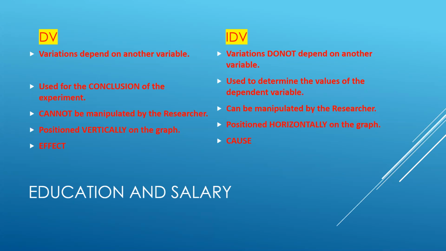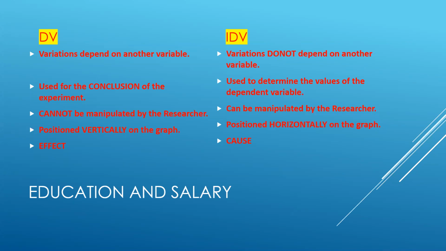Dependent variables cannot be manipulated by the researcher. Independent variable can be manipulated by the researcher. Dependent variable is positioned vertically on the graph. Independent variable is positioned horizontally on the graph. Dependent variable is effect and independent variable is the cause.